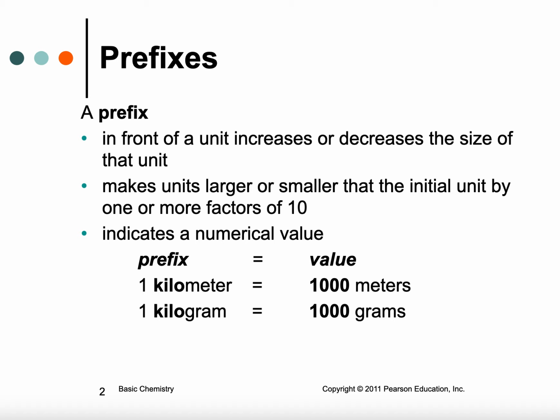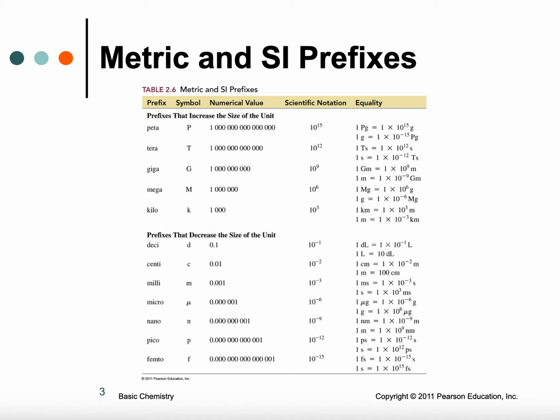For instance, one word is kilo. Kilo is 1,000. So if you have a kilometer, you have 1,000 meters. If you have a kilogram, you have 1,000 grams. So embedded inside the word kilo is the idea of 1,000 times. So 1,000 meters or 1,000 grams, right? The prefixes are based upon these powers of 10.